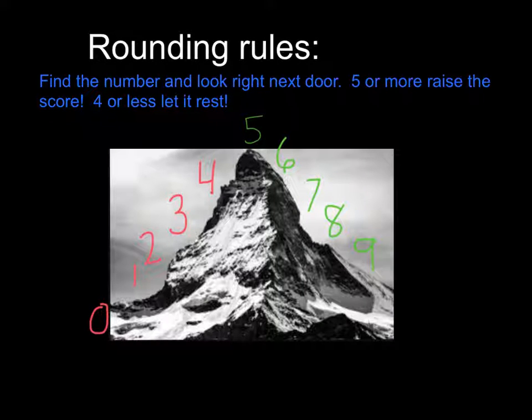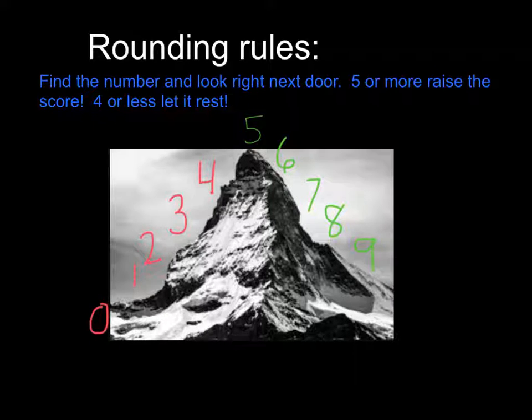Now to the actual rounding rules. So the key is this picture. It's a mountain. It starts at 0, works our way up in the red, it goes 1, 2, 3, 4, and then at the top we get to 5, and then it goes 6, 7, 8, 9. And you're thinking, what in the world does this mean? Well, here's our little saying to remember. Find the number and look right next door.